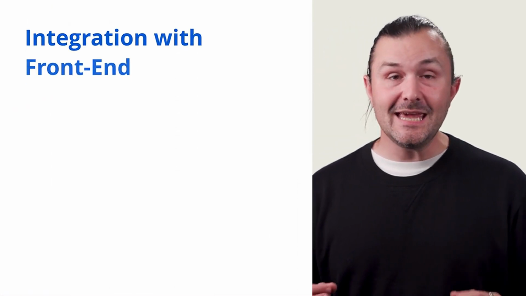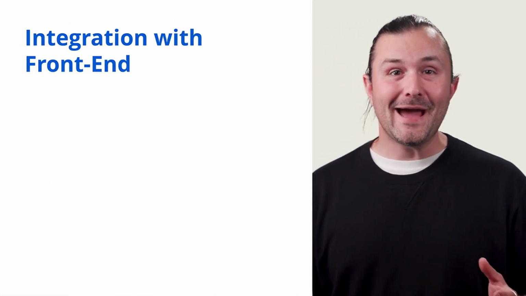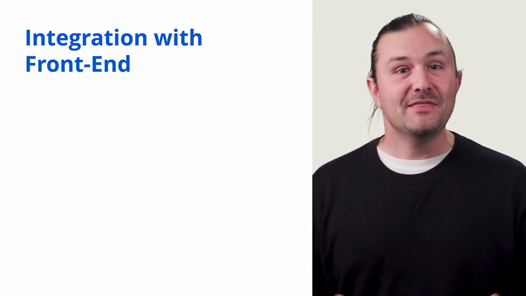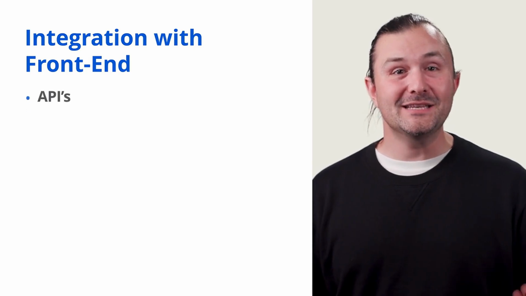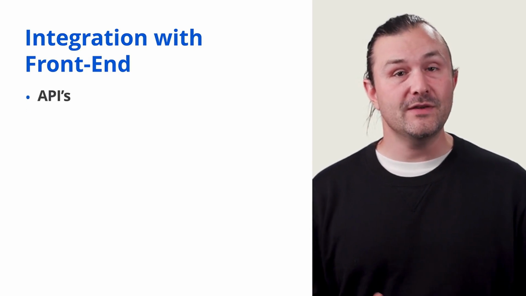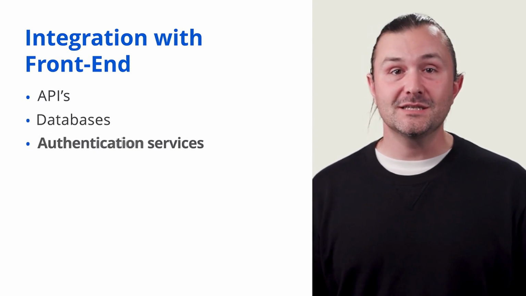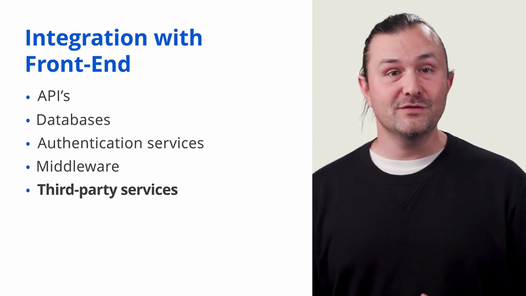Collaboration and communication with stakeholders are essential to ensure that the front-end and back-end systems work together seamlessly. This is called integration. Back-end interfaces don't exist in isolation. They must integrate with front-end interfaces. Integration is a key aspect of back-end development, where the back-end systems must seamlessly connect with front-end interfaces and other systems. This involves not only creating and managing APIs to enable communications between different parts of an application, but also integrating with databases, authentication services, middleware, and third-party services.